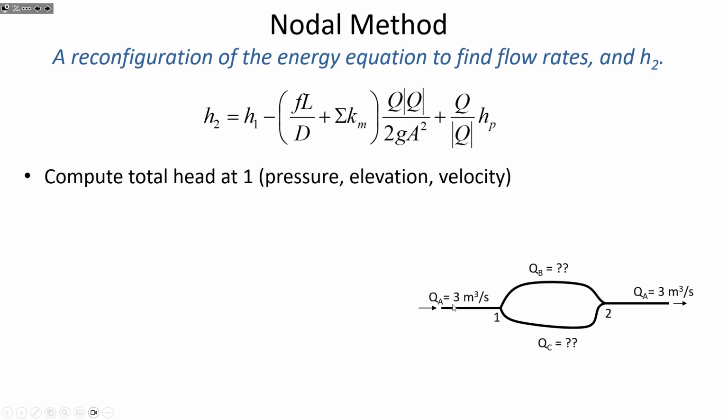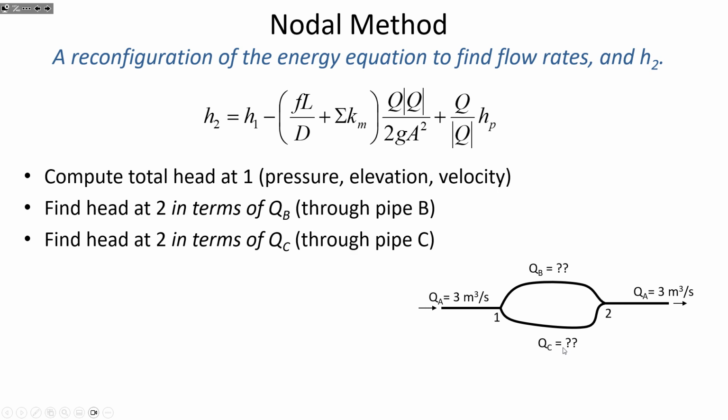So let's say we've got 3 cubic feet per second going through pipe A, and we want to know how much of it goes through pipe B and how much of it goes through pipe C. So here's the process that we're going to go through together to find out how much flow goes through B and how much goes through C. We're going to calculate the total head at location 1, and then we're going to find out how much head there is at 2 in terms of the unknown flow rate through B, the head at location 2 through the unknown flow rate at C, and then equate the two using the continuity equation.